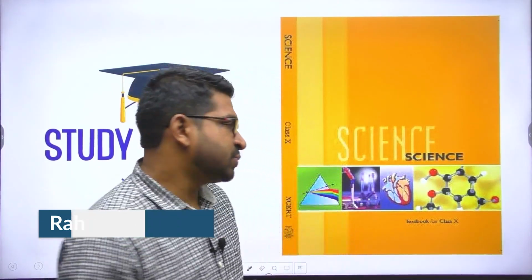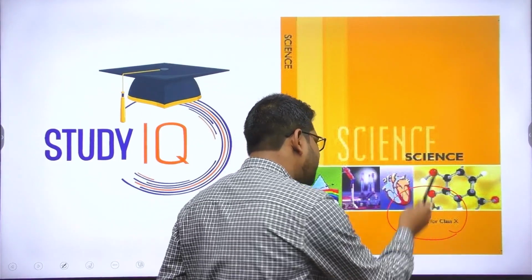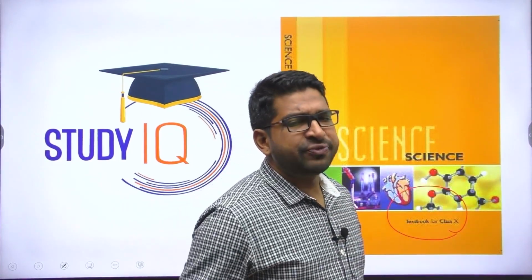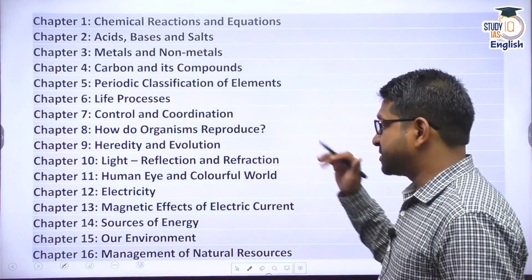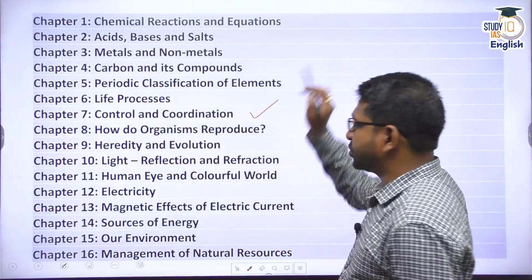Let's continue our discussion of the NCERT Science series. We are discussing the NCERT Science textbook of class 10, where we are carrying out a discussion of individual chapters. The agenda for today's discussion is chapter 7, that is control and coordination.